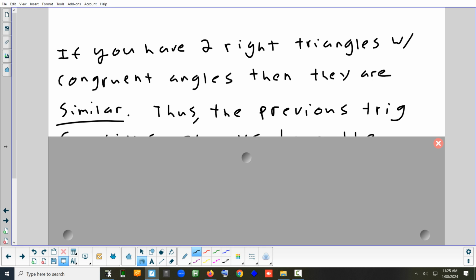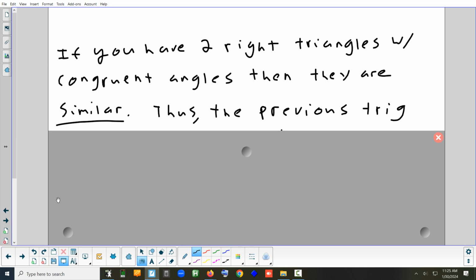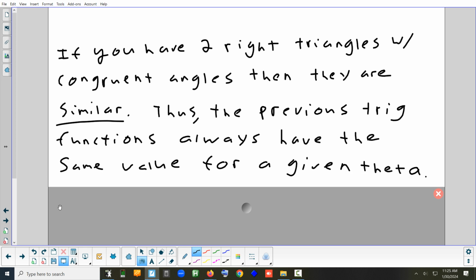And that's because if you draw two triangles that are similar, similar means one triangle could just be larger or smaller than the other. The trig functions always have the same value. Doesn't matter if you draw a really big 45, 45, 90 or a really small one. Trig functions always have the same value for a given angle.